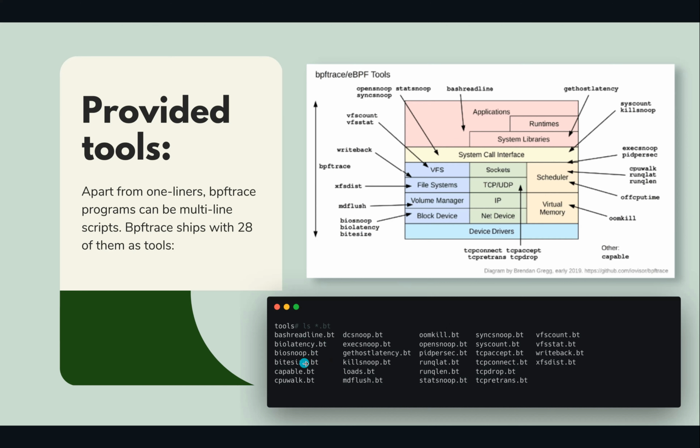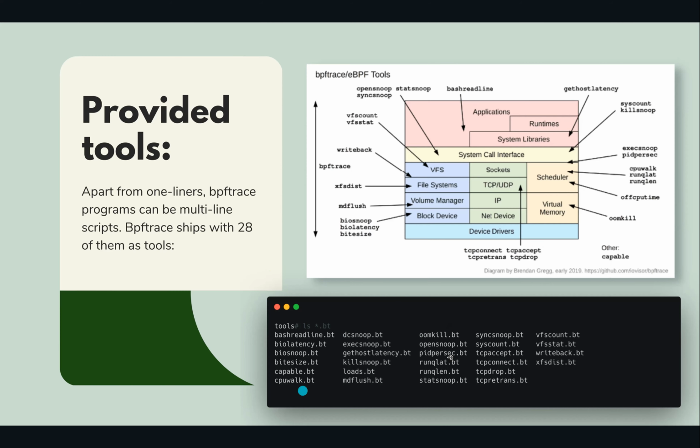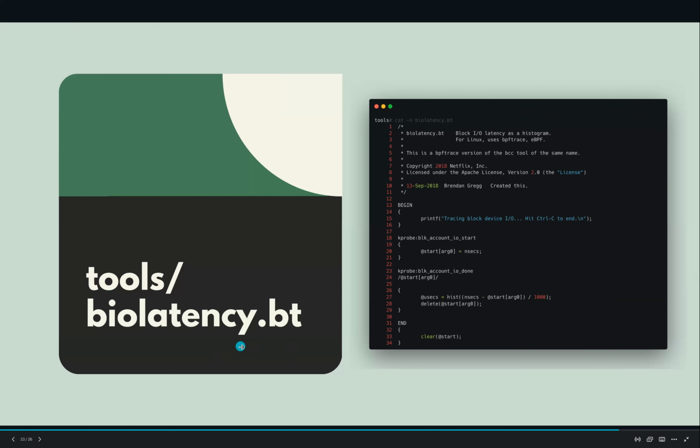You can check the code in the repo. I have given the reference links at the end. From all those tools, I'll explain one of the tools, the most common one that I've been using. And yes, this is the first script that I learned myself. This is a script in the tools folder called biolatency. This bpftrace program traces input and output block operations on block devices such as hard drives and SSDs. It normally traces using block_account_io_start and block_account_io_done.